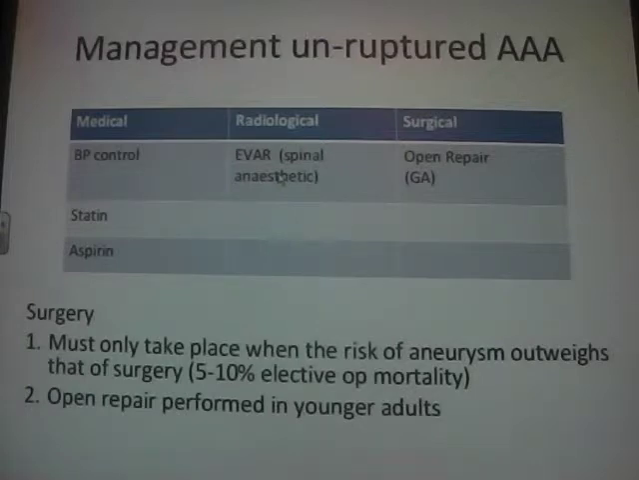But surgery, as ever, is risky, so it's only done when the risk of rupture outweighs the benefits, which is typically at 5 centimeters. I think the risk of rupture at 5 centimeters is something like 5% a year, and then increases exponentially from there as the aneurysm gets bigger, but you're put into a monitoring scheme. And then open repair is reported in younger adults, where you can get away for longer without a recurrence or any complications of a stent graft, which is what would happen with EVAR.